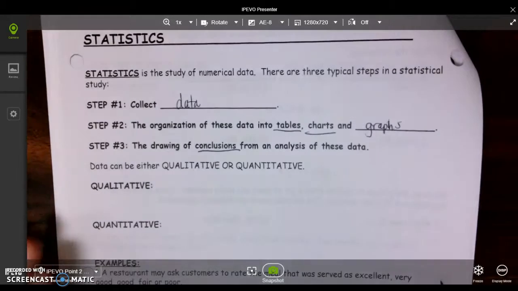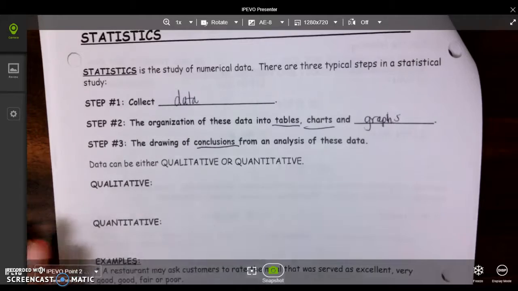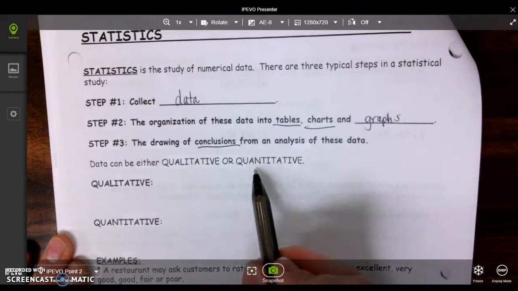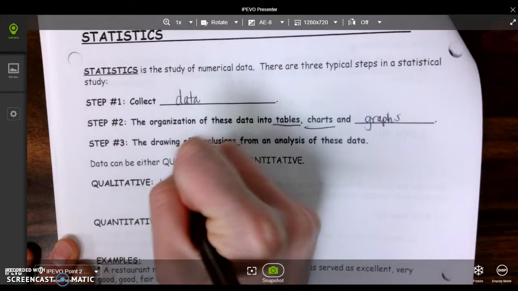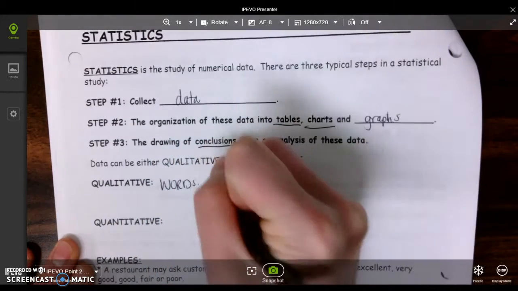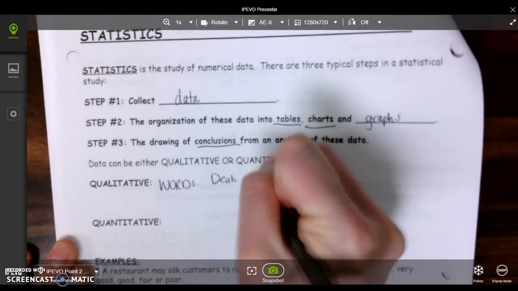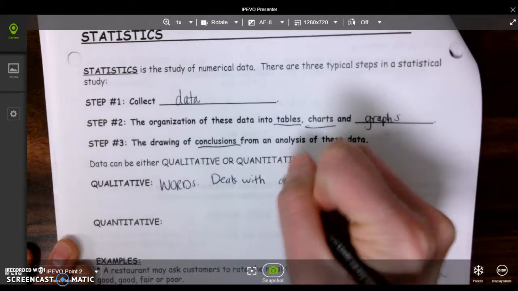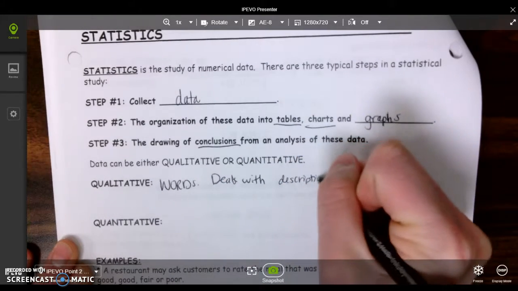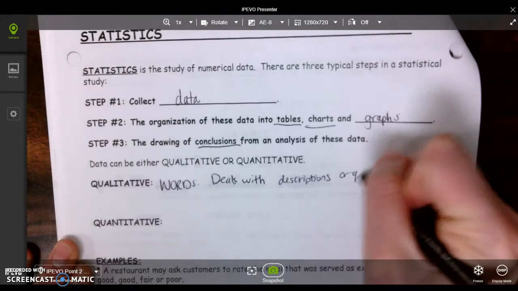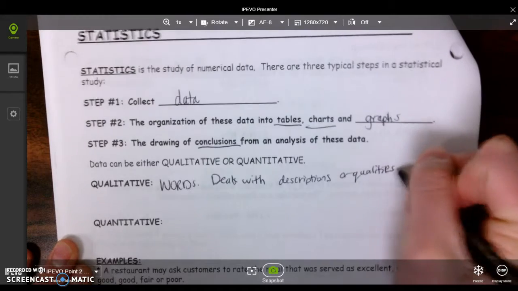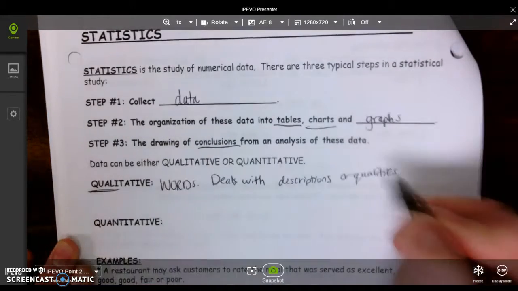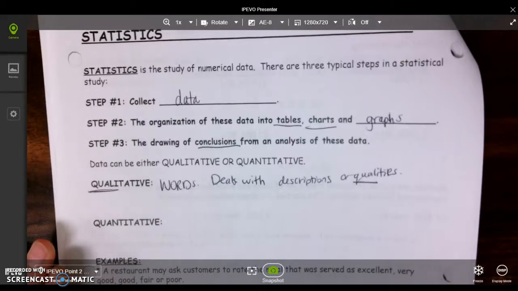So, data can be classified in two different ways. We can have qualitative data or quantitative data. Qualitative data is anything to do with words. Okay, so it deals with descriptions or qualities. Notice qualitative data, qualities. Qualitative data has the word qual in it, so you're thinking of qualities.